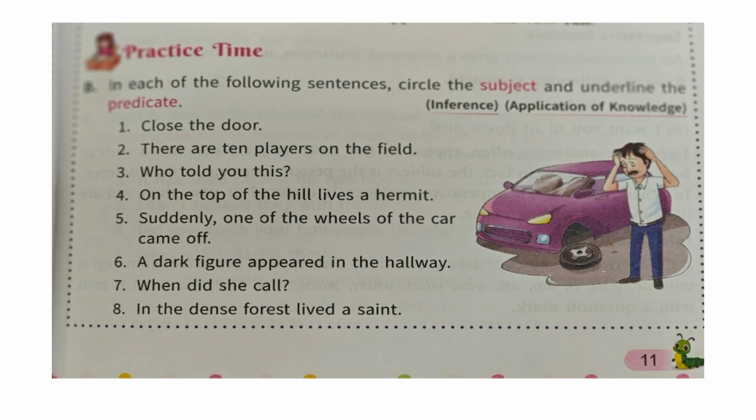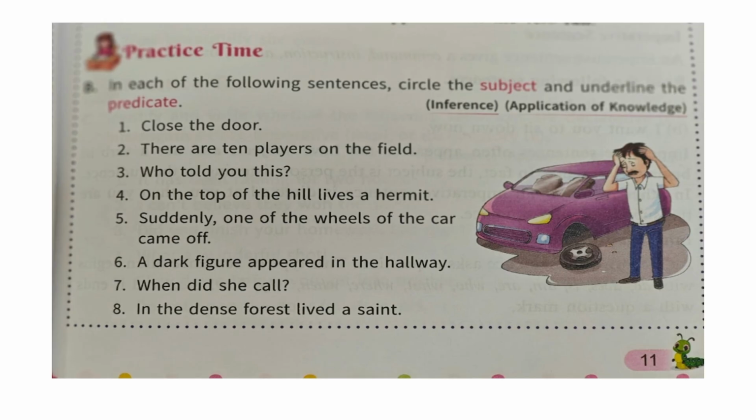Now on the top of the hill lives a hermit. किसकी बात हो रही है? एक हिल के टॉप पे कौन रहता है? हर्मिट रहता है. सो hermit is the subject. अब देखो सब्जेक्ट कैसे फर्स्ट से, बिगिनिंग से लास्ट में चला गया. अब हर्मिट के बारे में हम क्या कह रहे हैं? कि वो हिल के टॉप पे रहता है. तो lives on the top of the hill is the predicate.